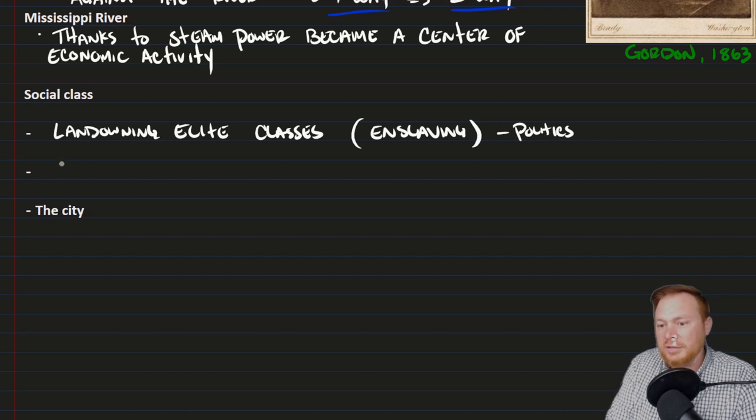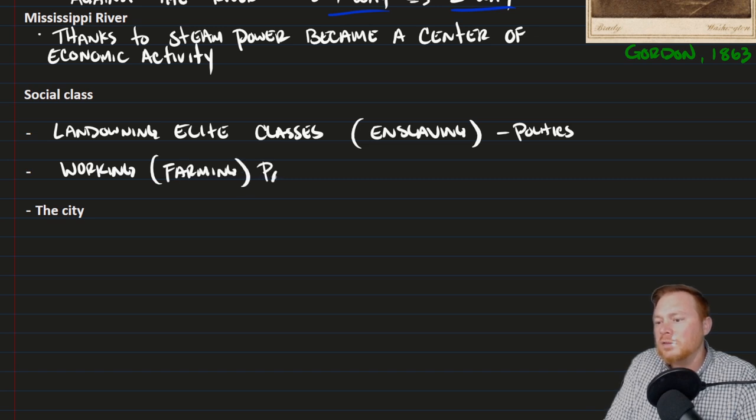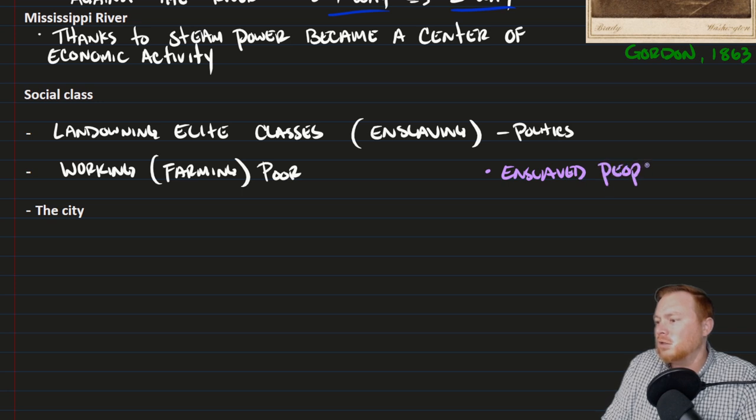And then the other class might be described as the working, but probably more appropriately in the South, the farming poor. These are individuals that maybe have some land, but they don't own any slaves. They don't have the financial means to do that. And for the most part, you can divide Southern class into those categories. Of course, the third category is the class of enslaved individuals. So there are enslaved people, there are the enslaving political elite, and then there's the working or farming poor, the yeoman farmer that Thomas Jefferson thought of.